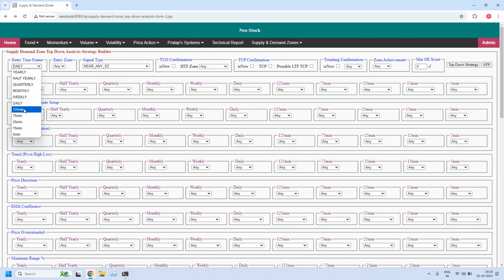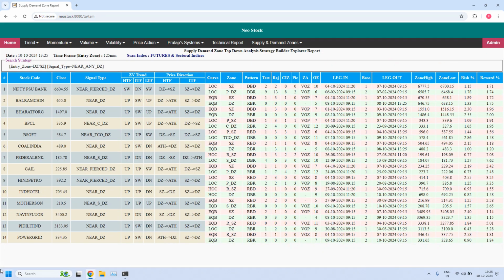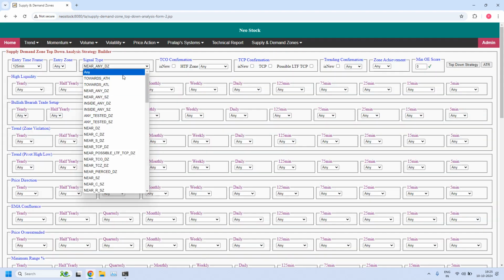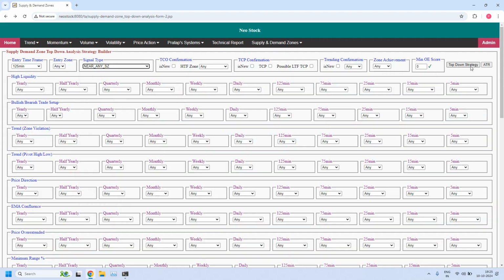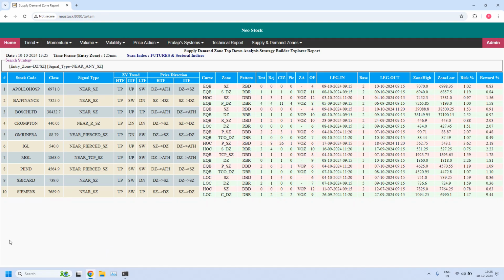Next time frame is 125 minutes. So let us find the stocks near 125 minutes demand zone. Next 125 minutes time frame. Let's find the stocks near 125 minutes supply zone. 10 stocks are filtered.